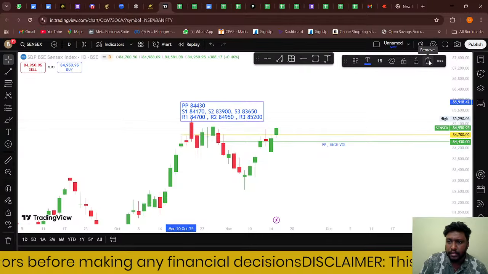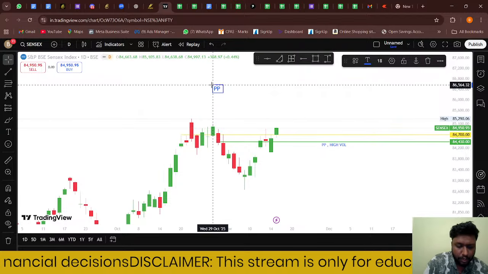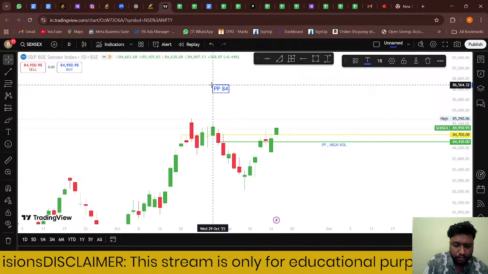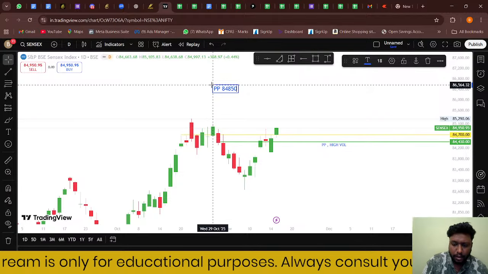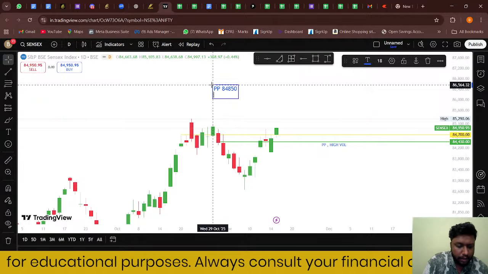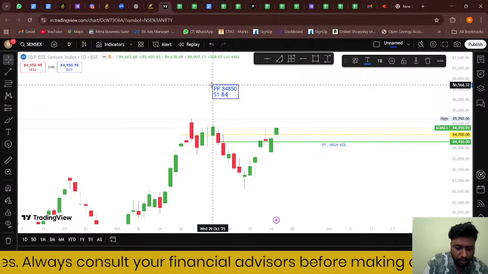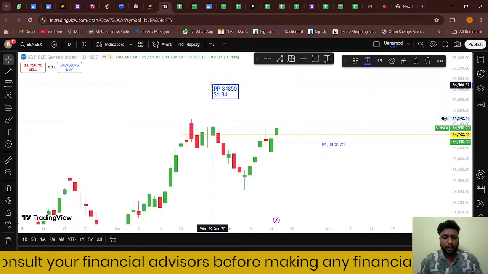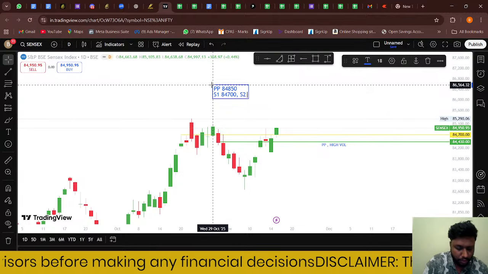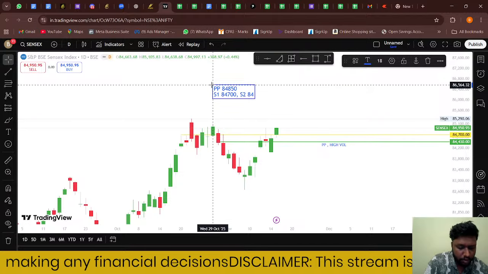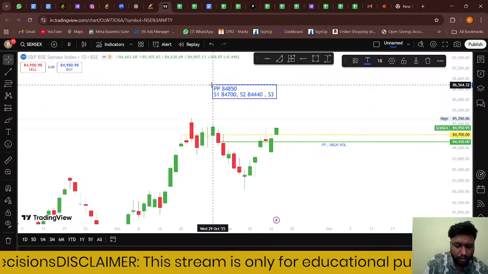these are the levels for yesterday's market, and we will mark the levels for today. The pivot point is at 84,850, today's pivot line, so it gradually increased a little bit more than expected. And support 1 will be at 84,694, we will mark it as 700 only. S2 will be at 84,440, and S3 is at 84,290.